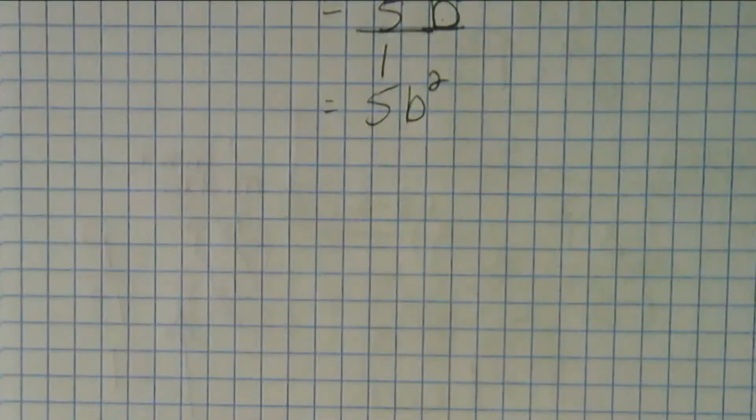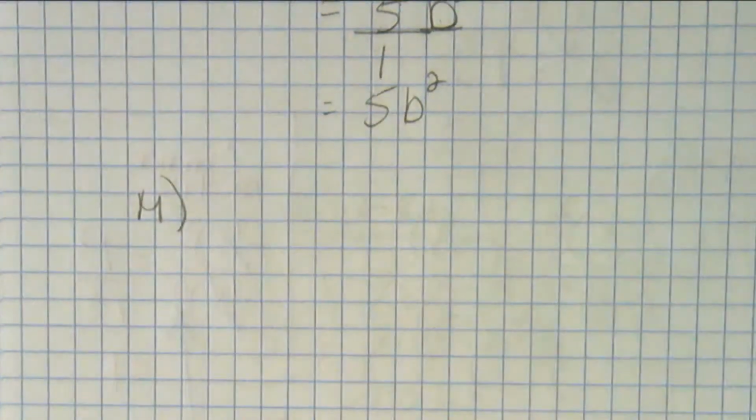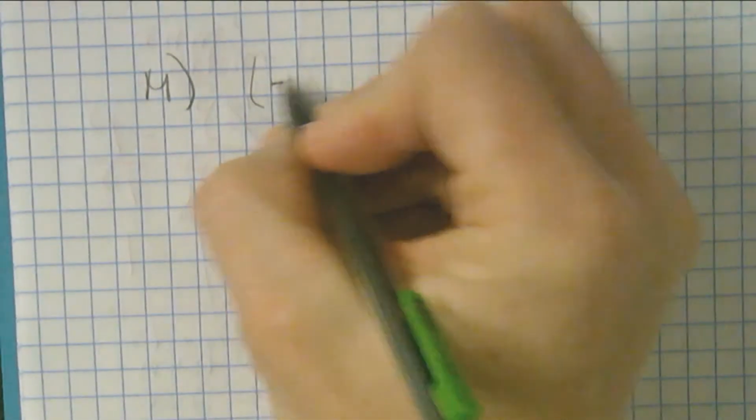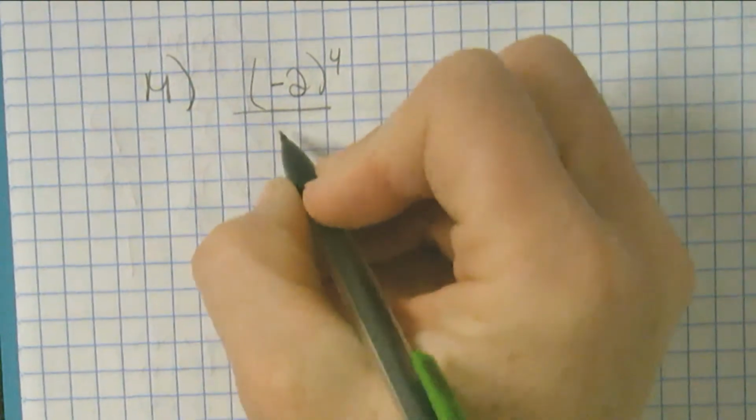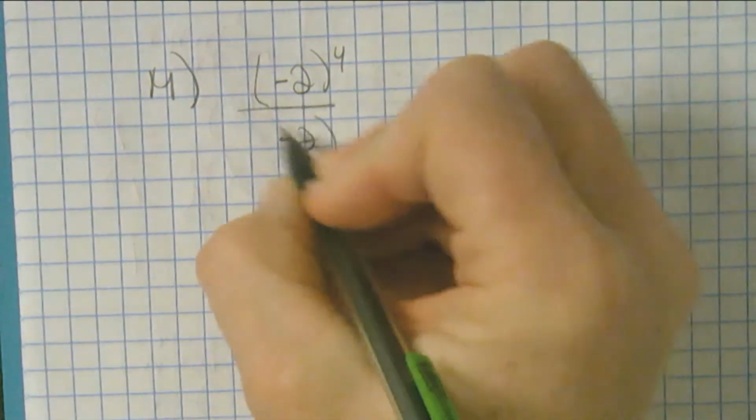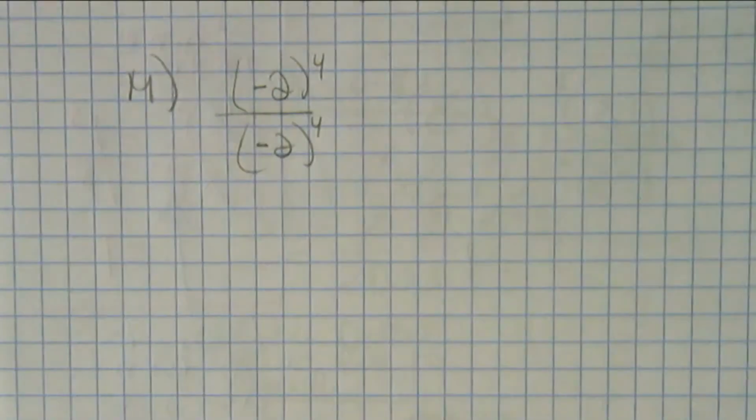Yeah. 14? Okay? Thank you for asking questions, Christiana. So if I take a look at 14, I have negative 2 to the 4th divided by negative 2 to the 4th. All right, this bears repeating.